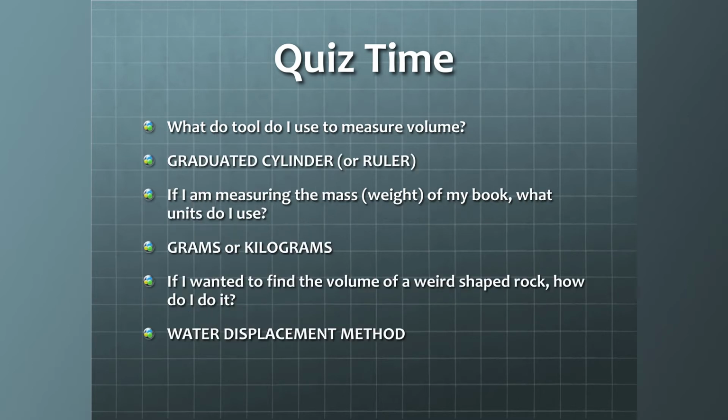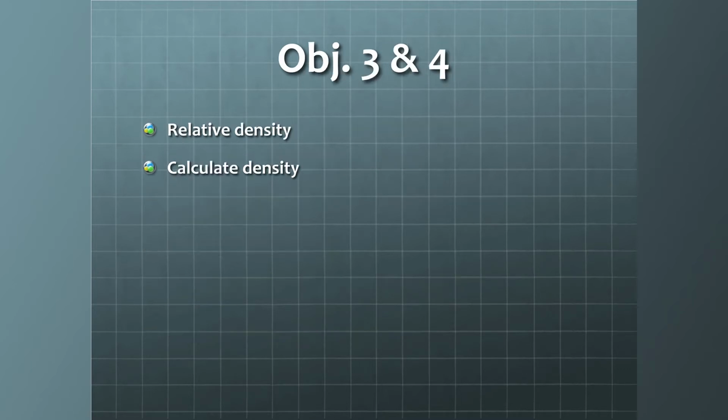So let's check your answers. I would use a graduated cylinder to measure volume or a ruler. If I'm measuring the mass, I would use grams or kilograms. And if I wanted to find the volume of a weird-shaped object, I would use the water displacement method. Fill a cylinder with some water, add the object, see how much the object increases or how much the water goes up.